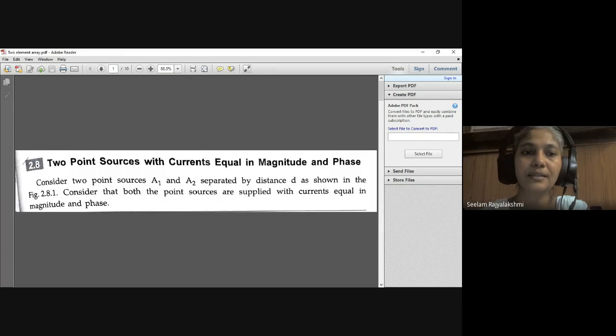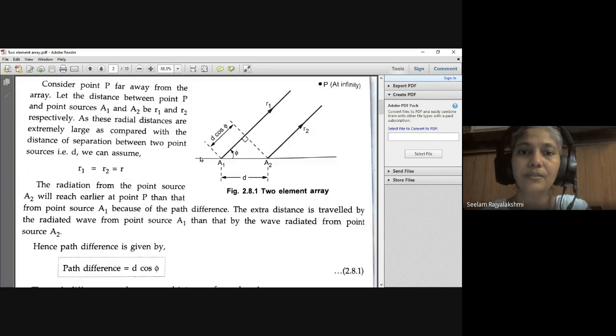Now let us consider two point sources, A1 and A2, separated by a distance d as shown in the figure. Consider that both point sources are supplied with currents equal in magnitude and phase. That means the two point sources are current elements. Now let us see the figure of the two-element array.